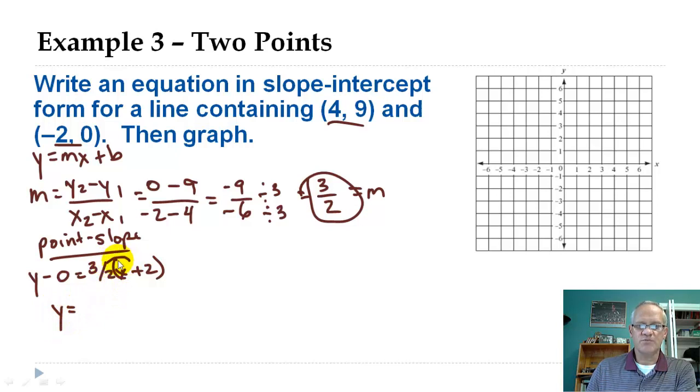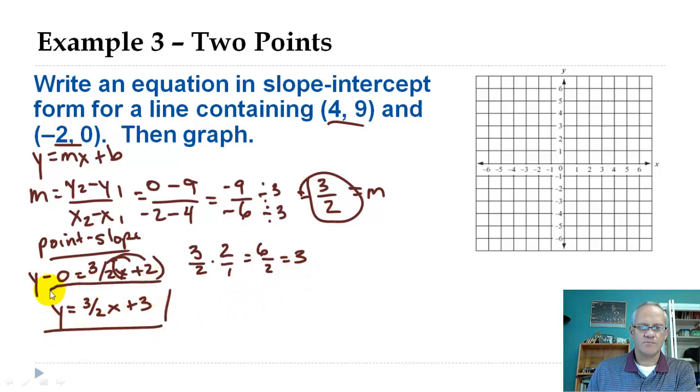And then I'm going to distribute the 3 halves over here. So this is going to be 3 halves x, and 3 halves times 2. Remember how you multiply fractions? If you have 3 halves times 2, that's going to be 3 halves times 2 over 1. You could cross cancel here just to get 3, or just multiply across, 6 over 2, and then divide. So we're going to end up with 3 here. So this will end up being plus 3. And so there is our equation in slope-intercept form.